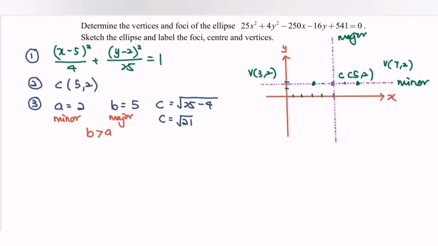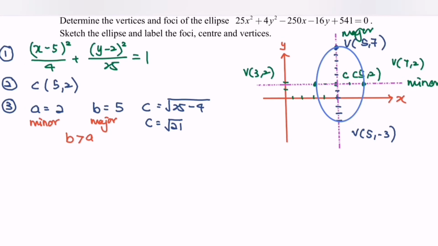Next, move on with the major, which is equal to B. So B is going up for 5 units and going down for 5 units. Here we refer to the value y, which is equal to 2. Moving up for 5 units, here we have 2, 3, 4, 5, 6, 7. So here we have the major vertex, 5, 7. Next, moving downwards for 5 units, here we have 2, and then 1, 0, negative 1, negative 2, negative 3. So we have the major vertex, 5, negative 3. From here, we can sketch the ellipse. So here we have the ellipse.